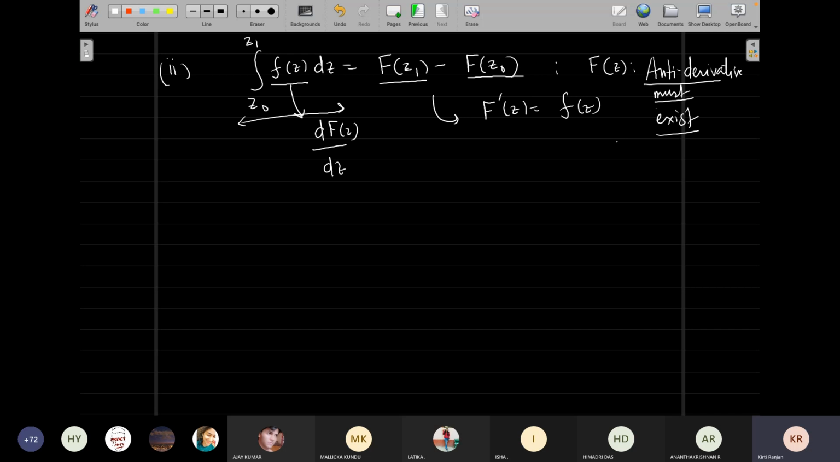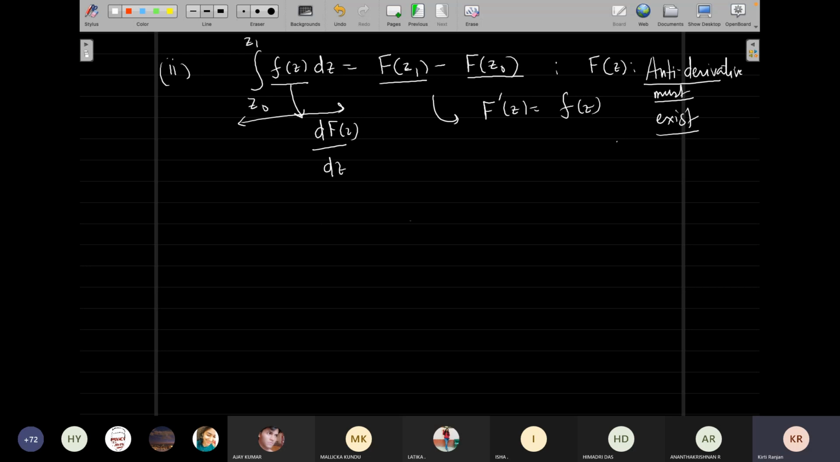This is the consequence of our Cauchy-Goursat theorem. Because the integral is path independent, it will depend only on the values at two points. Values of what at two points? Values of the antiderivative at those points. So now you can do your analytic integrals pretty easily.